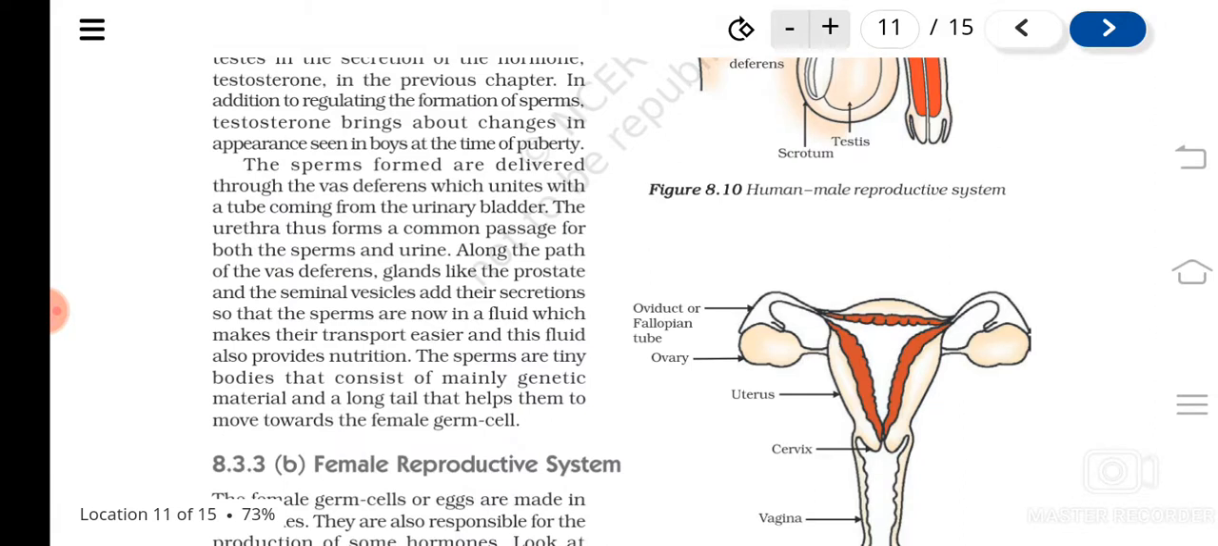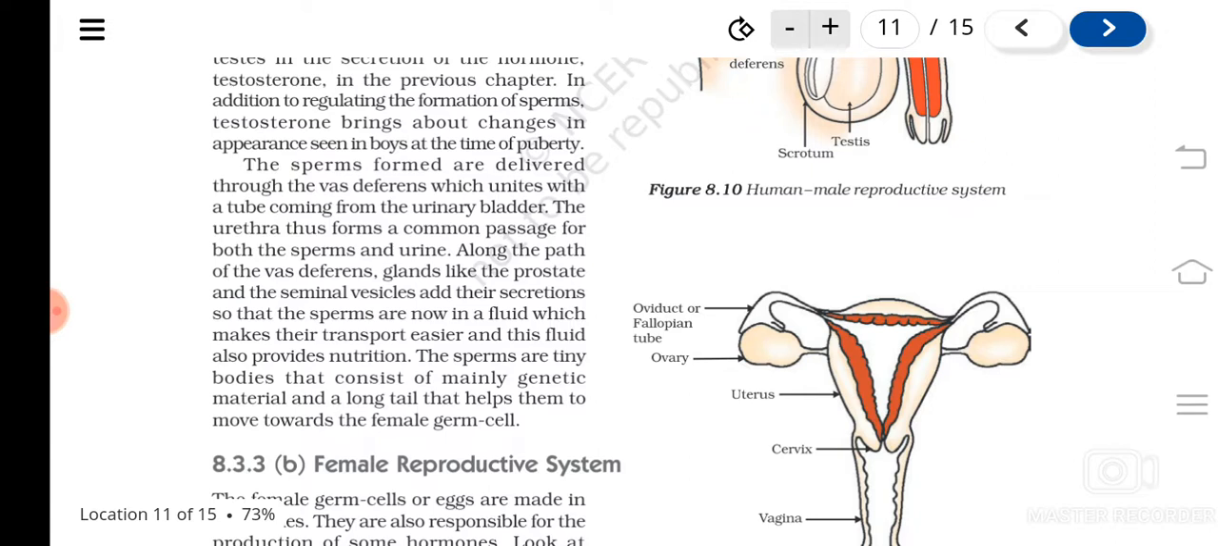Then there are ducts called vas deferens, which unite with a tube coming from the urinary bladder, and the urethra is formed as a common passage for both sperms and urine. Along the path of the vas deferens, there are some glands. What are the glands? Prostate gland, seminal vesicles, etc. And what is their function?